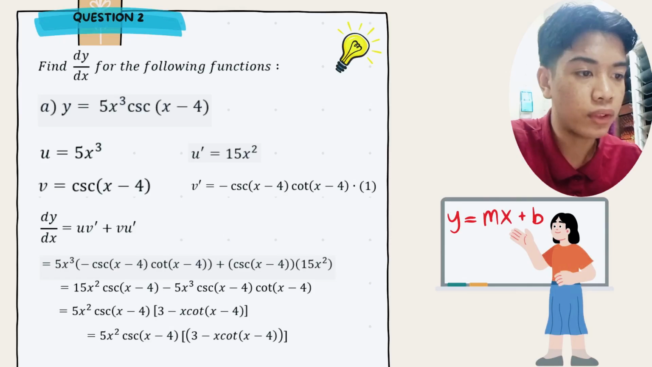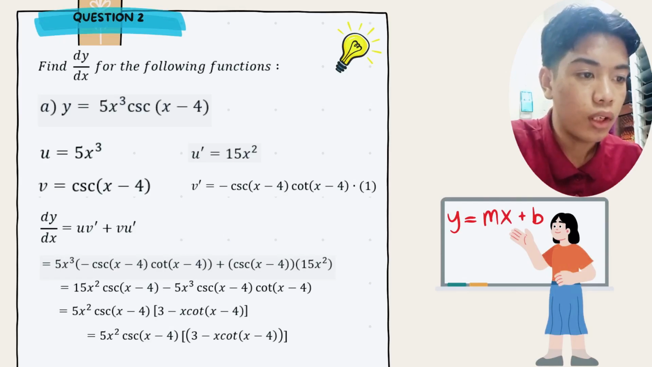Now, the standard derivative for cosecant is negative cosecant x cotangent x. By applying the chain rule, we also multiply by the derivative of the inside angle x minus 4, which is just 1. This gives us v prime equal to negative cosecant (x minus 4) cotangent (x minus 4) multiplied by 1.